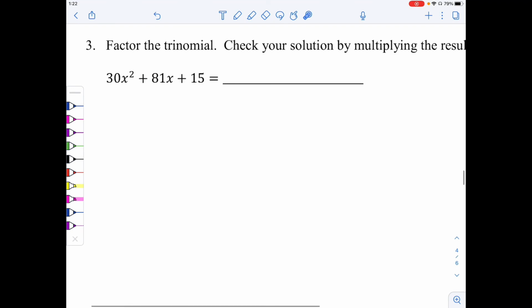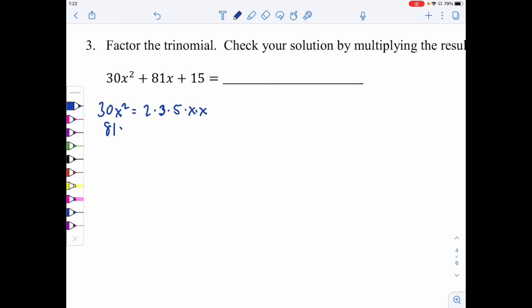Okay, for this one, let's look at 30, 81, and 15. That's pretty much what we're looking at, right? So what are the factors of those? So 30x squared is going to be, right, 2 times 3 times 5, and then 2 x's.